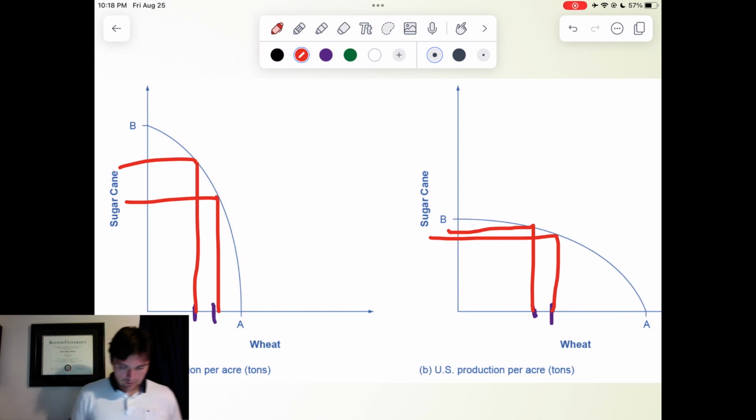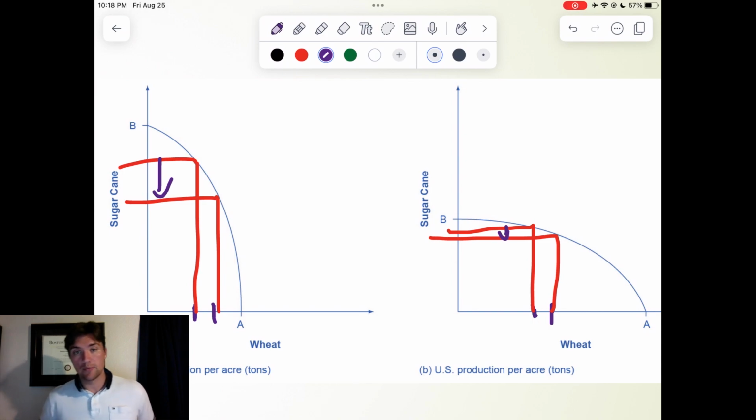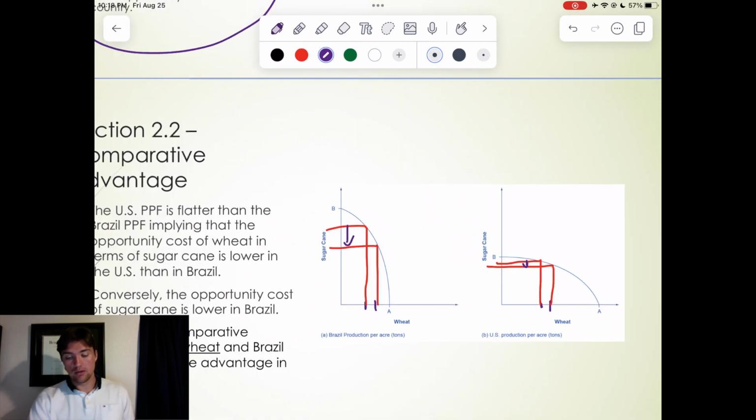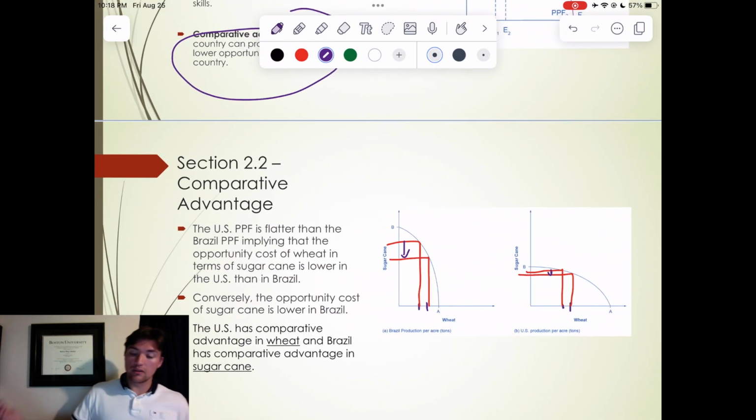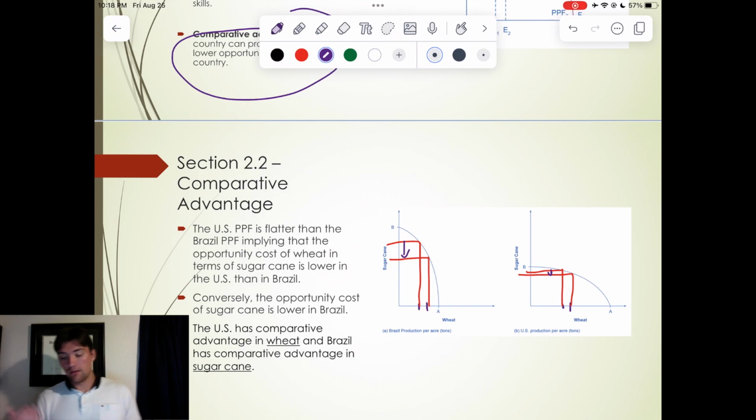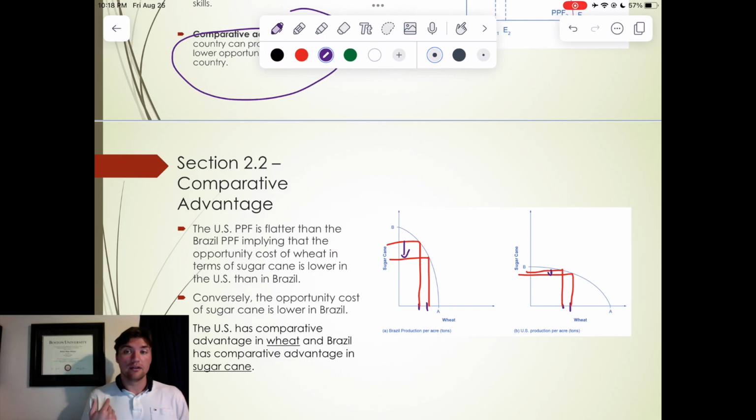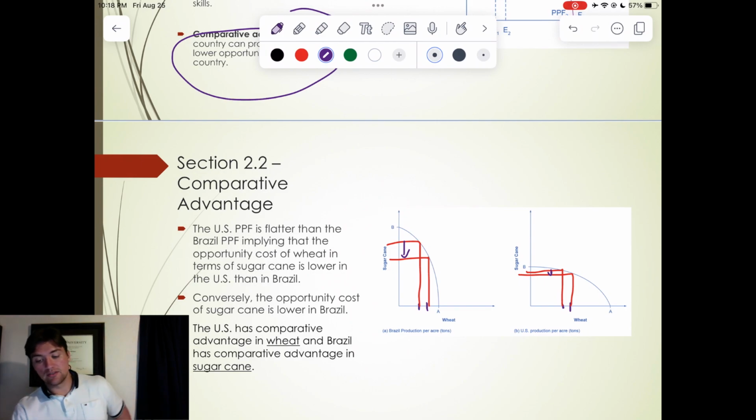So notice how Brazil has a much larger drop in the sugarcane than the United States. Looking here, the purple arrow is the opportunity cost. So the US would have a lower opportunity cost in producing wheat. Now, if we go the other way, then Brazil would have the comparative advantage in sugarcane, because we're going the other way, such as this.